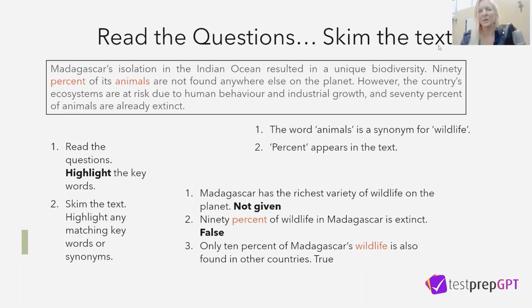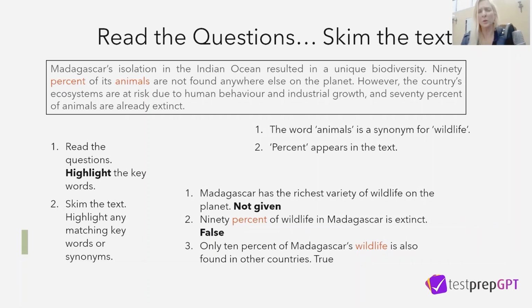Okay, so now we're going to highlight some key words that we see in both the questions and the passage. Immediately you see that percent appears in both number 2 and in the text. Also, we see that the word wildlife, which is a synonym for animals, appears in question number 3 and in the text. So use your highlighter pen if it's a paper-based test to quickly highlight or circle the words that you see in both the question and the text.